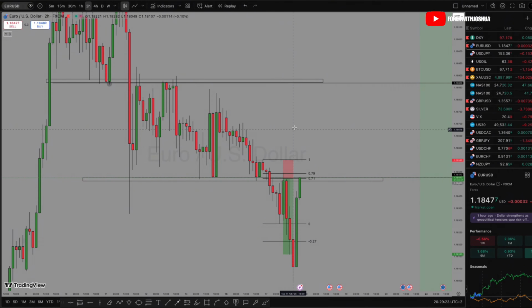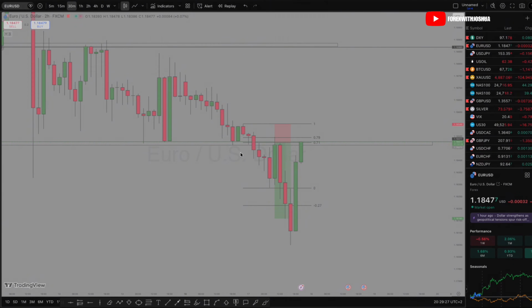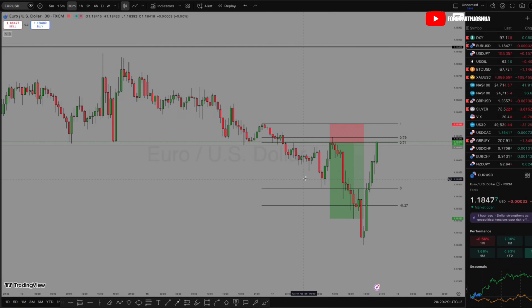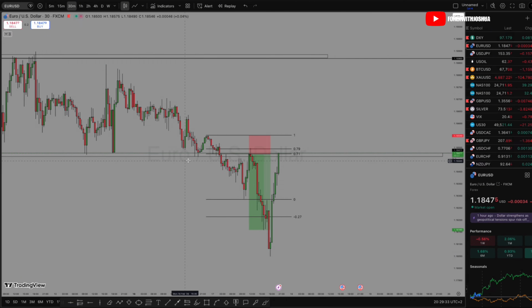So I waited for it to break below. After breaking below, I actually moved to a lower time frame. When we move to a lower time frame, we can see that this area here was acting as support, but switched from support to resistance. So that means after a breakout, I was looking for the market to come back and give me what?